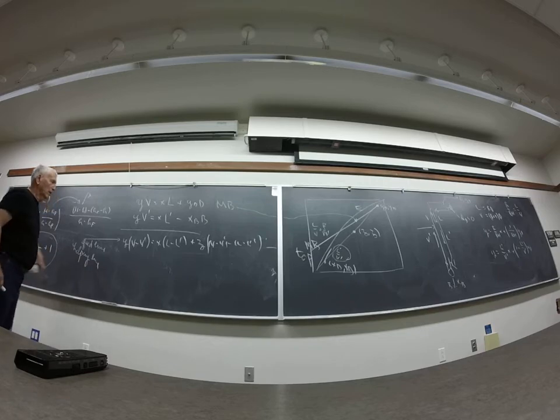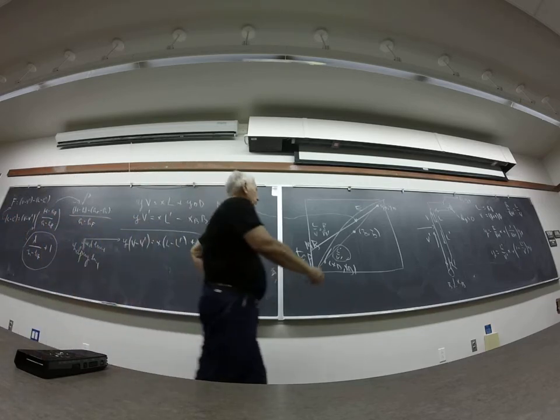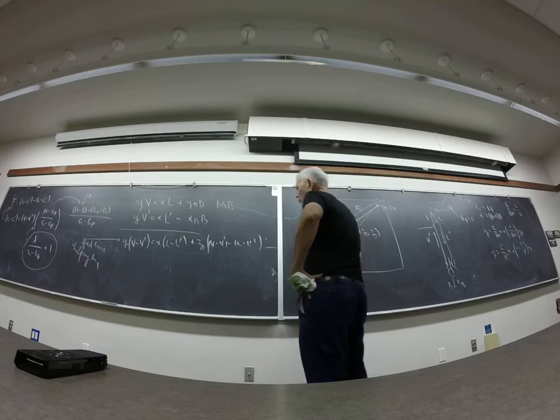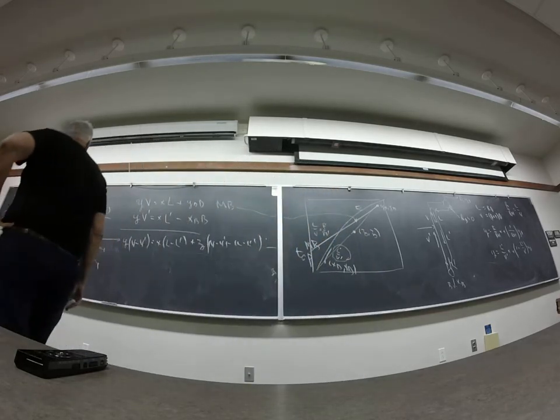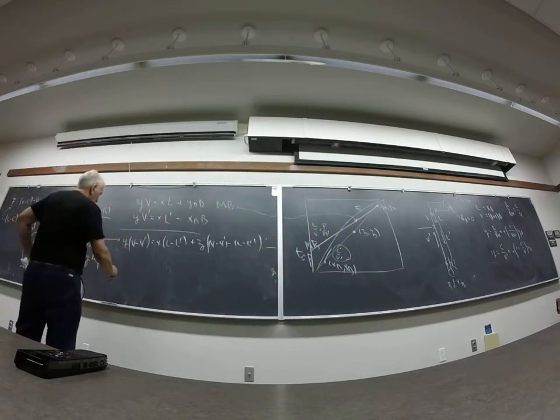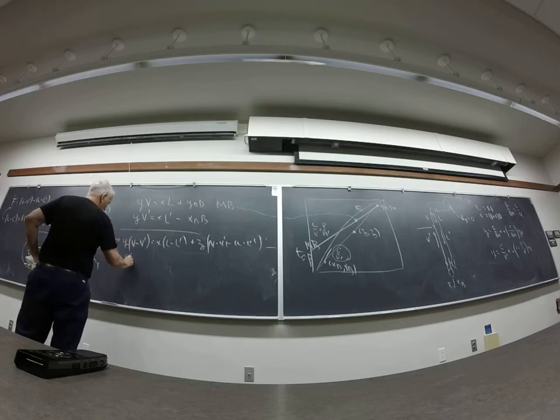But it's clear that it goes through the point Z here. And it's also clear that it has slope. Slope of that line is slope.